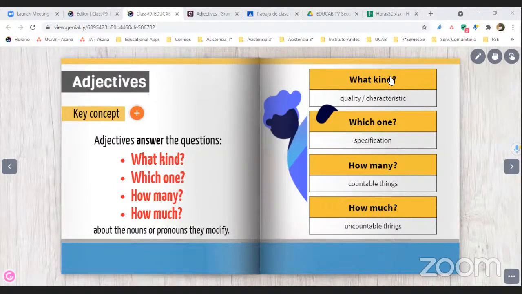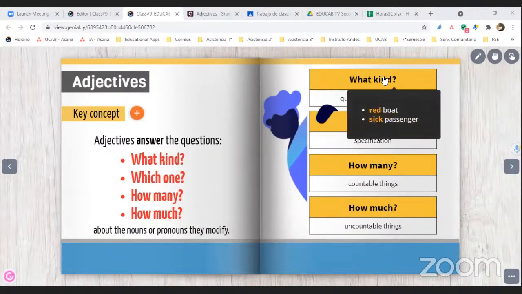Okay, so here we have some examples. Red boat and sick passenger, the words red and sick are adjectives. And those adjectives answer the question, what kind? What kind of boat? Well, it is a red boat. What kind of passenger? Well, it is a sick passenger, okay? So it is telling us a quality of the boat or a quality of the passenger, or a characteristic of the boat and the passenger, okay?